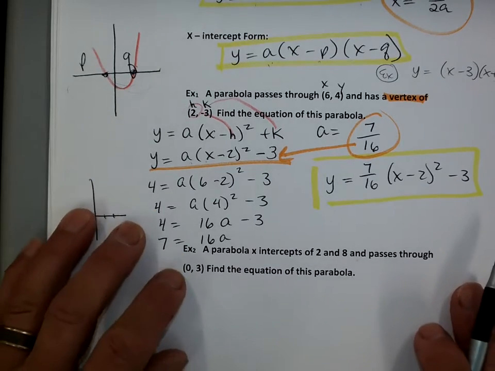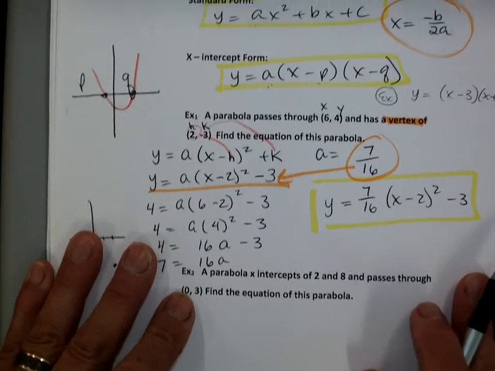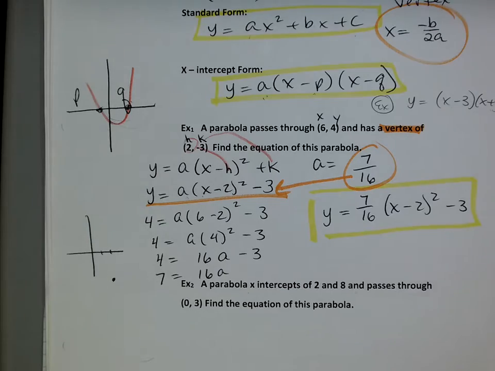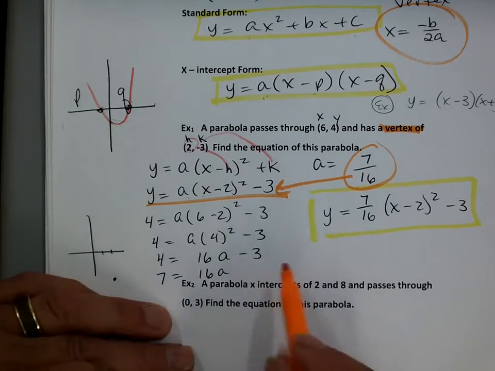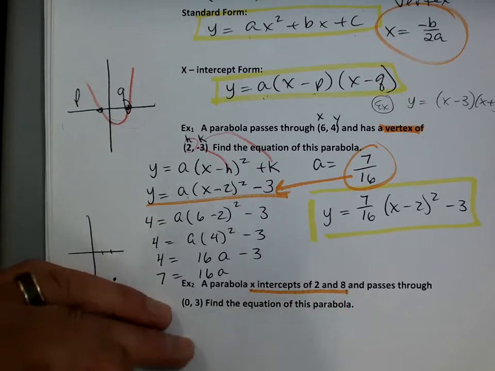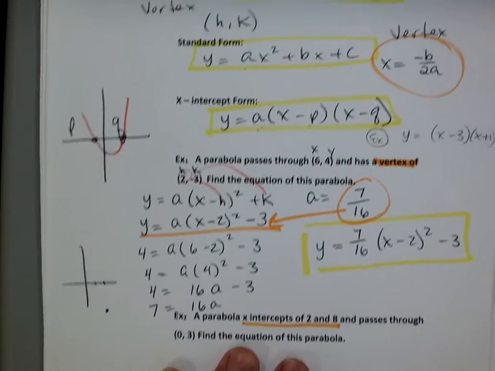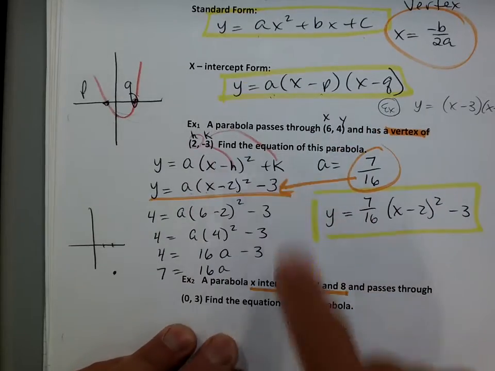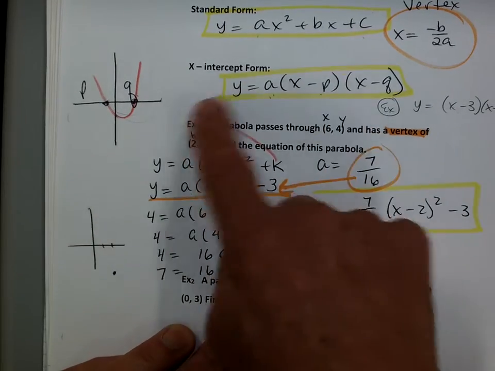Okay, so, all right, first of all, it has x-intercepts, doesn't it? Keyword, it's got x-intercepts of 2 and 8. So I'm going to use this formula here. X-intercepts form, it says x-intercepts 2 and 8. Let's use this formula here.